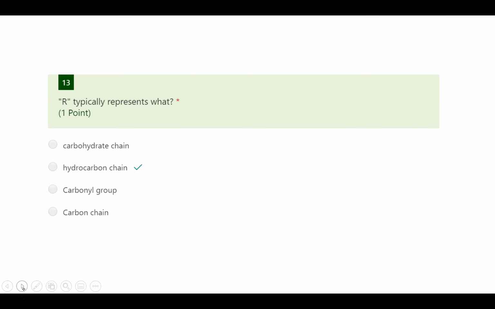R here typically represents a hydrocarbon chain. Not a carbohydrate, because there's no oxygens in that. Not a carbonyl group. These are just the ones that I find are common misconceptions. And not actually a carbon chain. You could call it that, and some people do, but it is best to think of it as a hydrocarbon chain, because it has the hydrogens on there as well.